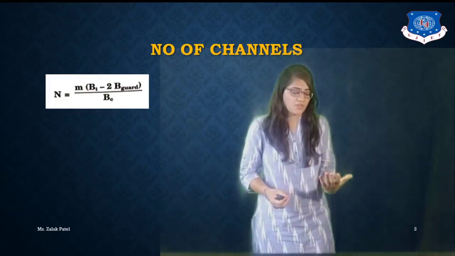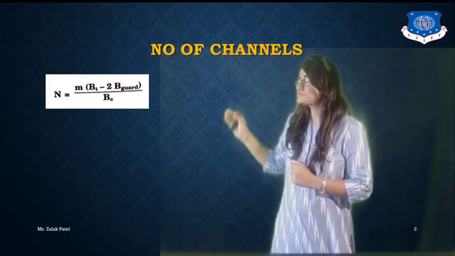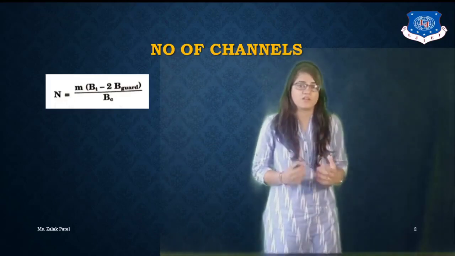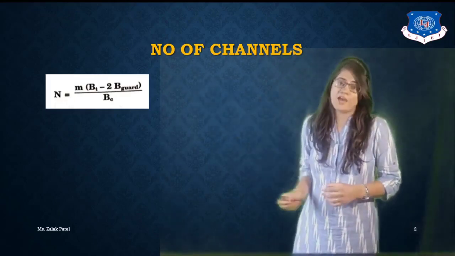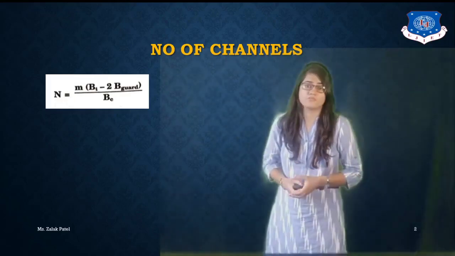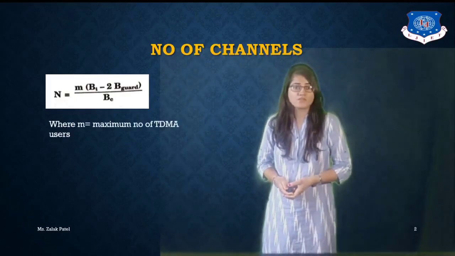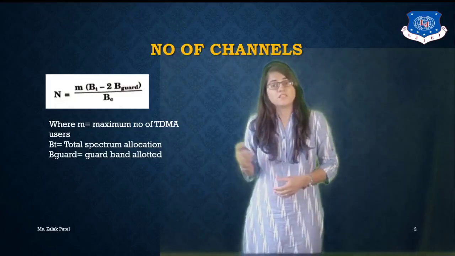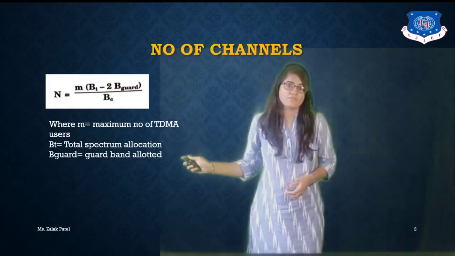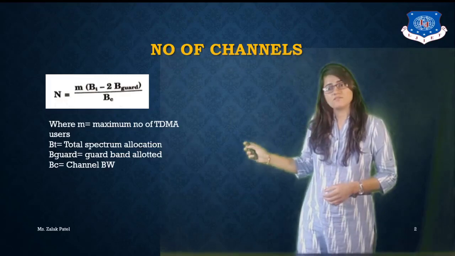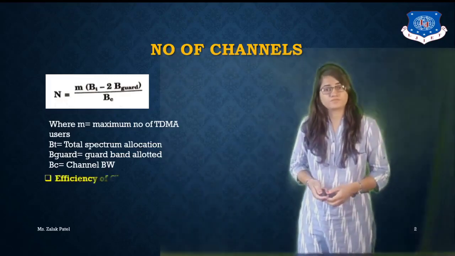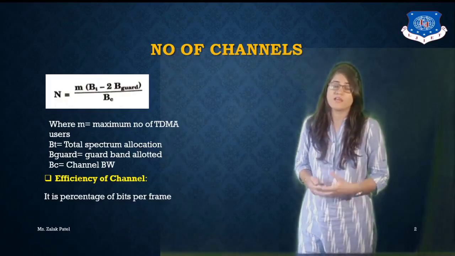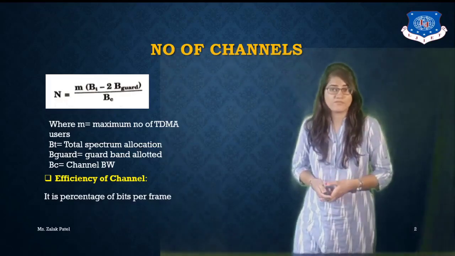Here the equations for the number of channels of FDMA and TDMA differ by the term M, which denotes the number of users. As I said, BT is the total spectrum, B guard is the guard band available, and BC is the channel bandwidth. We can calculate the efficiency of the channel as a percentage of the bits per frame.